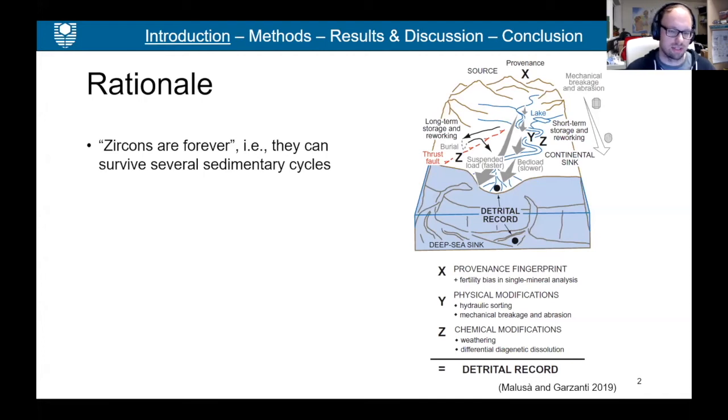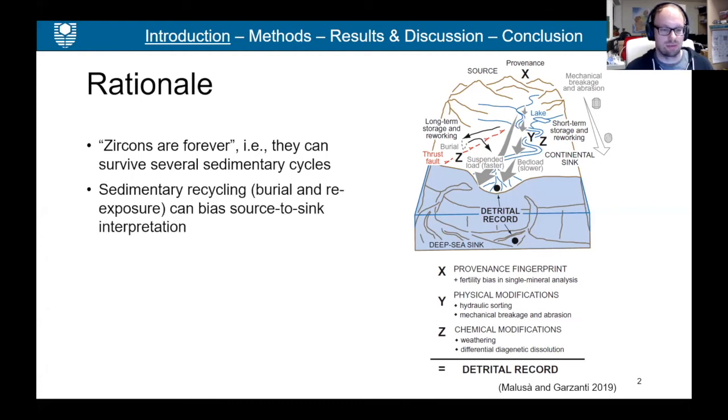that zircons are forever. Essentially, this means they can survive several sedimentary recycling events, which is generally good because they can inform us about a lot of things going on in the sedimentary system, but also it might sometimes be a bad thing because of sedimentary recycling. They are subject to sedimentary recycling, essentially meaning the sediment gets deposited and re-exposed to erosion, and then enters the sedimentary system again. This can potentially influence our source to sink interpretation, thinking of somebody interested in primary signals coming from source to sink. Processes along the way, such as sedimentary recycling, can influence this signal significantly.